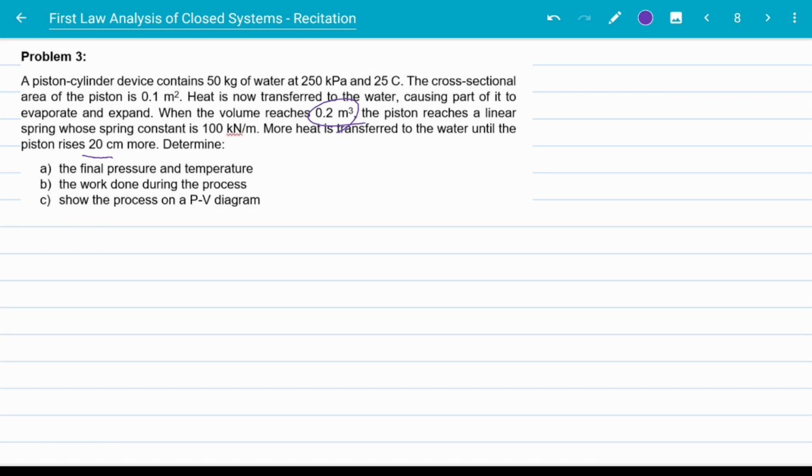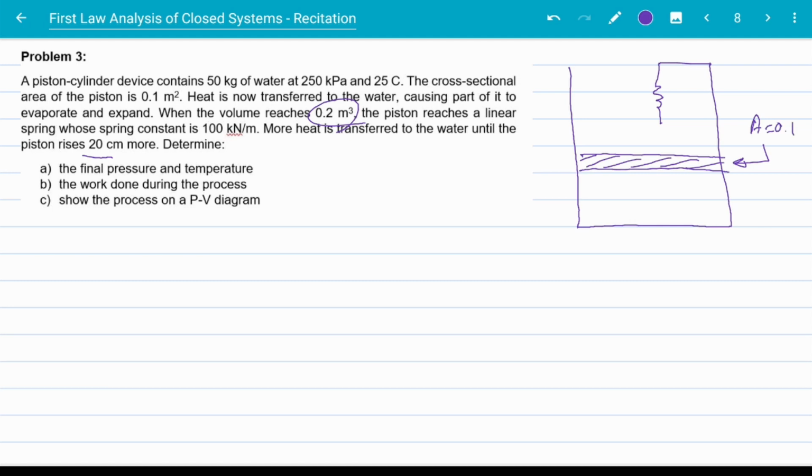Now we are going to continue heating up the system until the piston rises an additional 20 centimeters. We are asked to find the final pressure and temperature, the work done during the process, and also show the process on a PV diagram. So let's start with a schematic of the problem. So this is our piston and cylinder. Initially, there is a linear spring up here. So initially, the piston is located here and the cross-section area is also given, 0.1 meters squared.